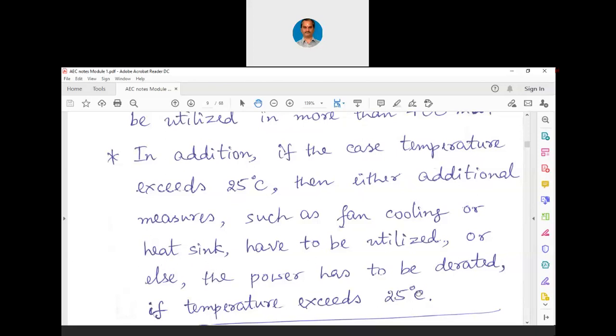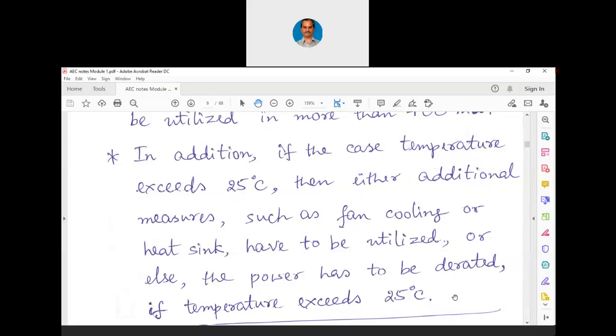And or else the power has to be derated if the temperature exceeds 25 degrees centigrade. Let us say fan cooling or heat sink is not at all possible inside, imagine that way. Inside a mobile phone, fan cooling or heat sink is not possible, because a mobile phone is expected to be lightweight and portable. In such a case, we cannot have a fan for a mobile phone. It is really funny. And we cannot have a heat sink for a mobile phone. If at all we connect a heat sink to the mobile phone, how do we handle it in our hand? Our hand will also burn. So it is actually not possible there.